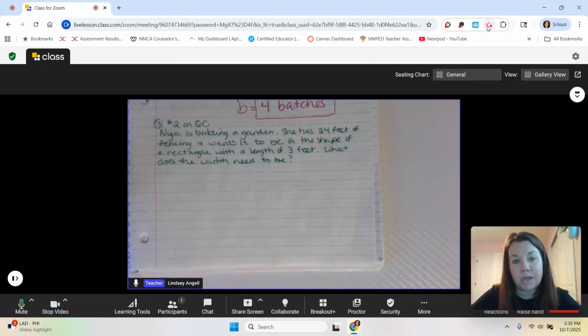All right, last one, number 2 on your quick check. Naya is building a garden. She has 24 feet of fencing and wants it to be in the shape of a rectangle with a length of 3 feet. What does the width need to be?